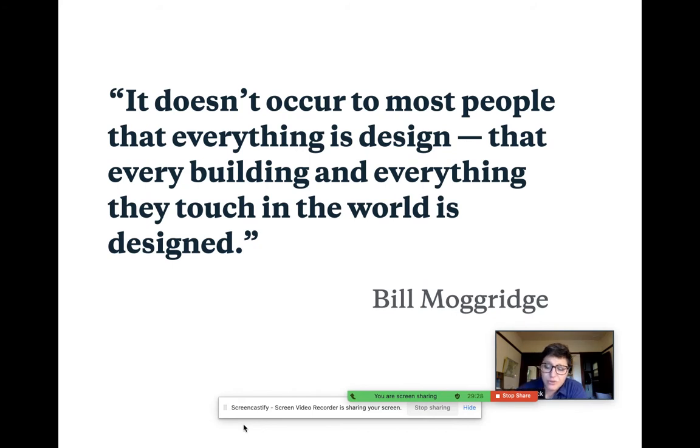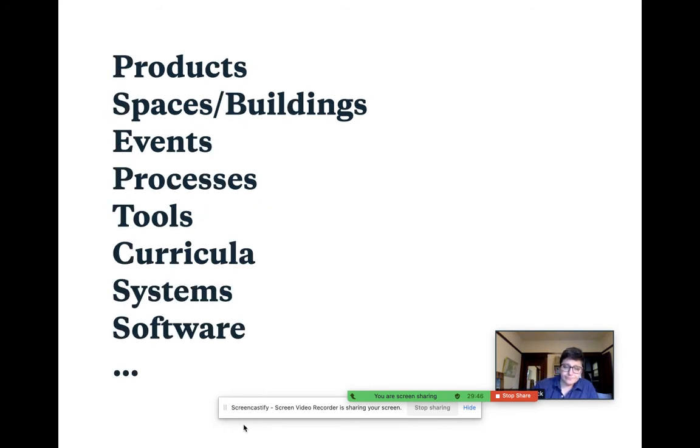So I love to use this quote from Bill Moggridge. He was one of the early designers of the laptop computer, the industrial design of the laptop. And he says, "It doesn't occur to most people that everything is design, that every building and everything they touch in the world is designed." So again, these traditional categories: products, spaces, buildings, events, processes, tools, curricula, systems, and software.